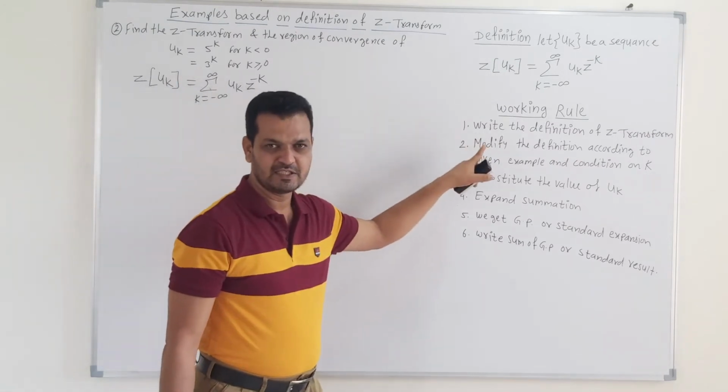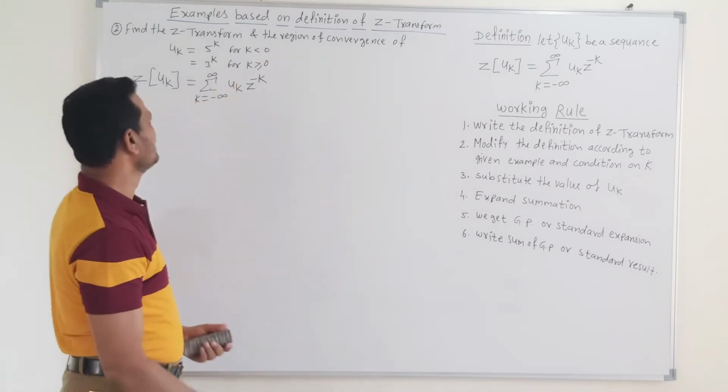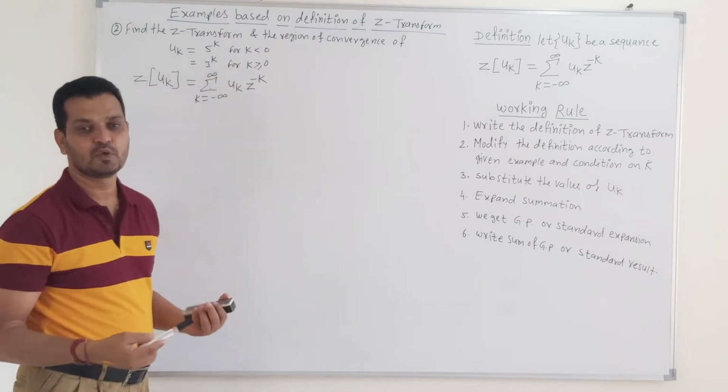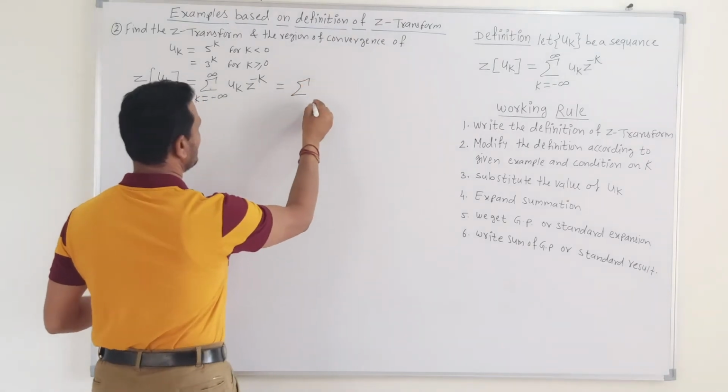Now according to the second step, modify this summation sign according to the given example. So friends, observe that this given example is split into two parts. So we can write this summation sign in two parts.